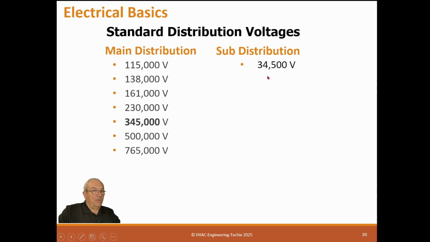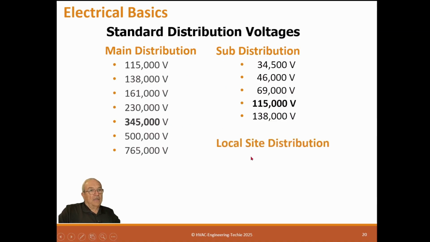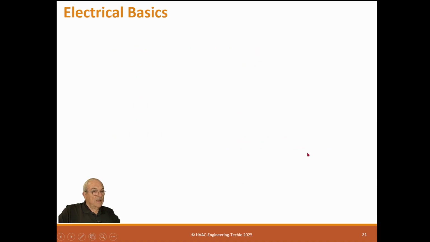Sub-distribution voltages are lower: 34.5, 46,000, 69,000, 115,000, this being the most common, 138,000. This is what runs around in your neighborhoods. This one is out of the main distribution lines, cross country. Local site distribution is 12,470 as a site, 13.2, 15,000. So you can distribute around local sites that way.